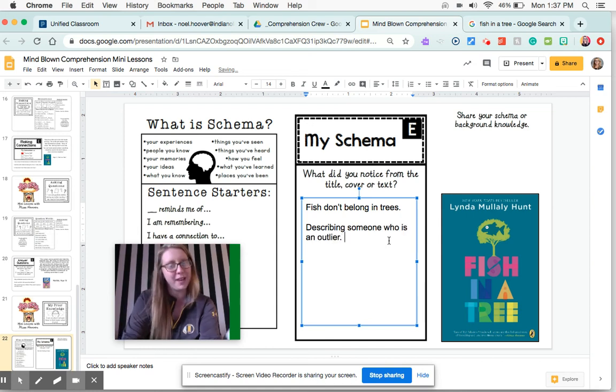Ooh, using some math vocab in reading. So an outlier in math, it's when you have a graph, right? And there's all these little dots down here, and then there's one little guy over here, like way out there. So it's just someone who doesn't fit in. Maybe it's rebellious, maybe it's ability-wise. And sometimes if they're being asked to do something like climb a tree and they're a fish, they're not going to be successful.